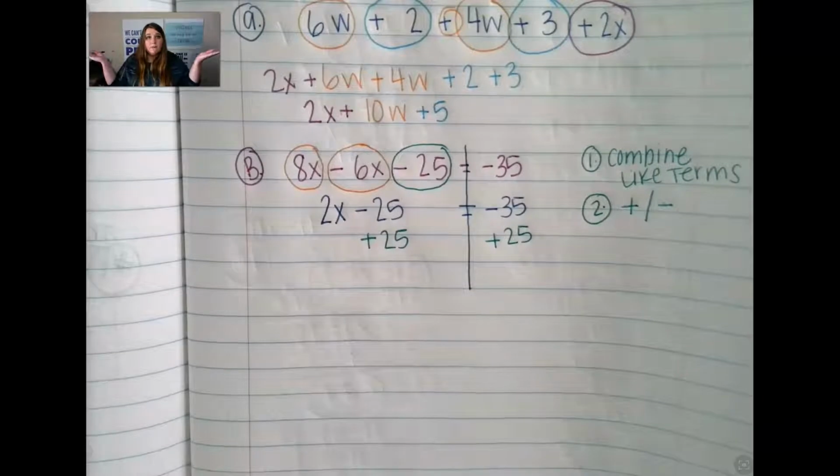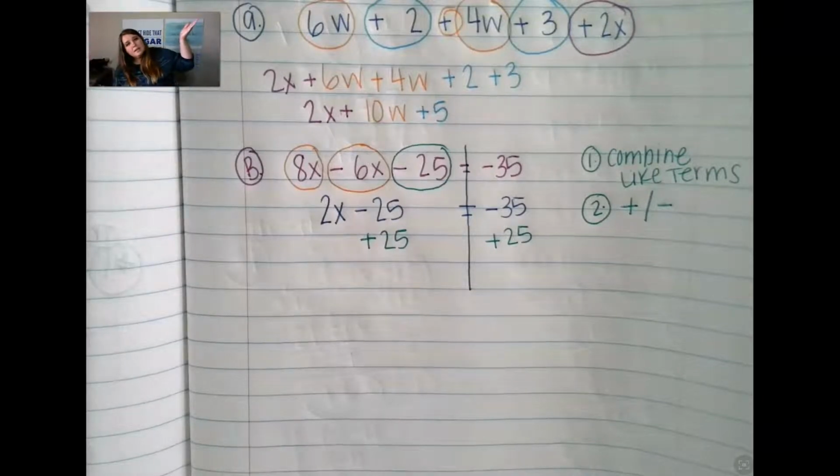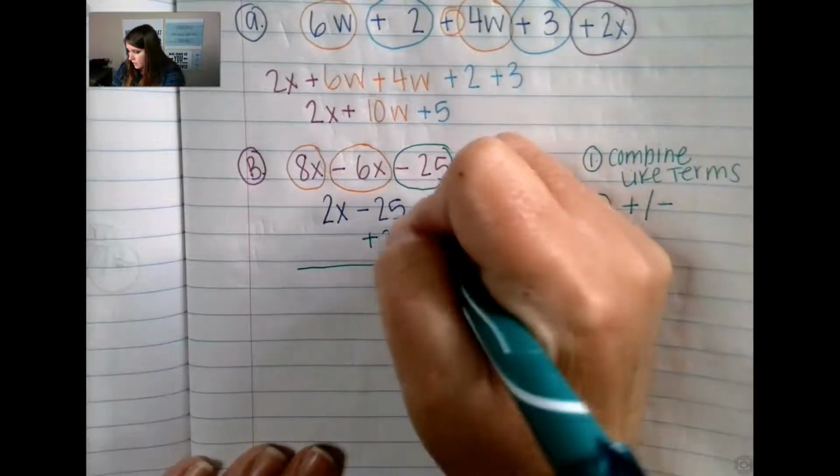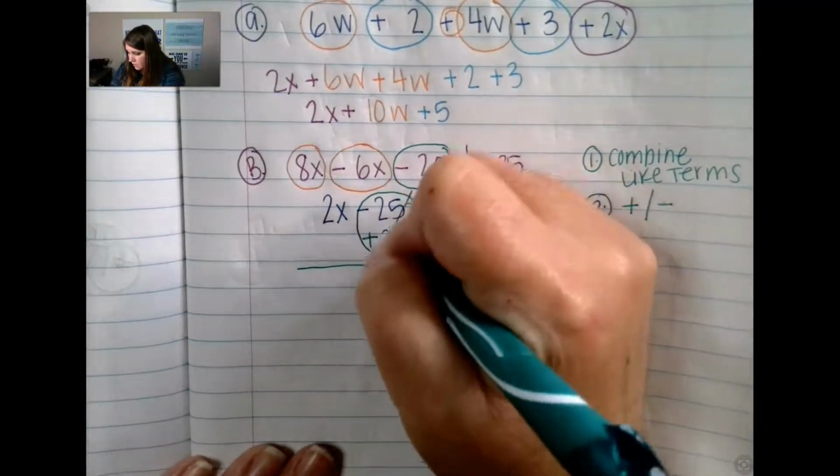If I only add 25 to one side, the other side's going to end up like this. And we don't want that. We need it to go back to being balanced. It's like a teeter-totter. You have the same on each side, and you don't want it to tip. So let's talk about this. This is going to go away.